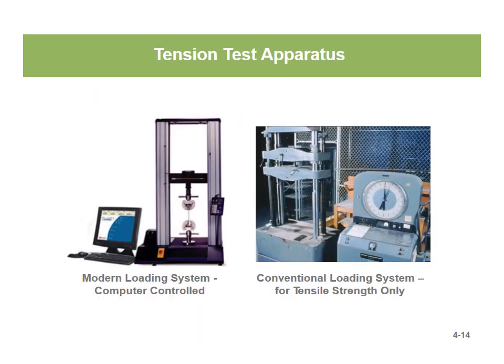Here's a couple of tension test apparatuses. On the right, you can see a conventional loading system for tensile strength only. This is like the old school stuff from the 1950s, I don't know, 1950s, 1960s. This is what they had when I went to college. And then on the left, you can see a modern loading system that's computer controlled, and it'll give you a significantly larger amount of data than the conventional loading system would. But you'll run across both, depends on where you're at and what you're looking at. Both are quality ways to achieve the data that you're looking for or not looking for.